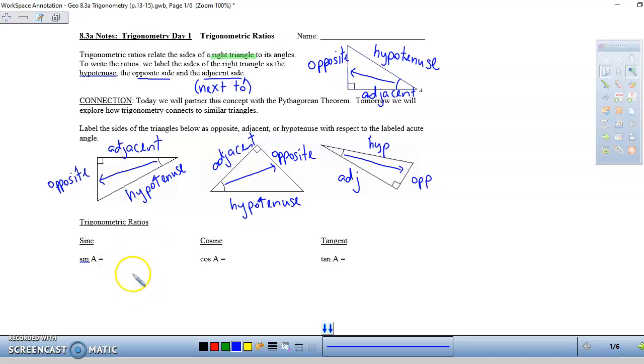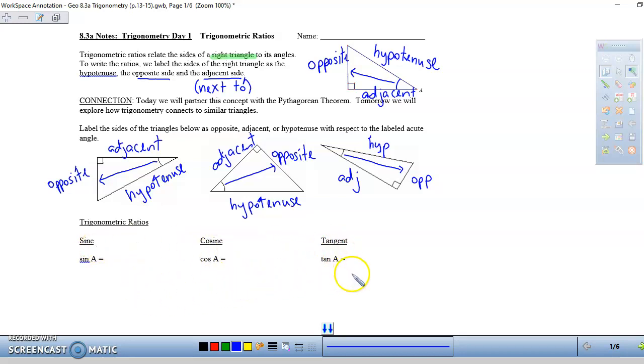Okay, trigonometric ratios. So again, these words are brand new. So you have a sine, you have a cosine, and then you have a tangent. You actually may have heard of tangent in language arts before. Going off on a tangent in a discussion just means you're off topic. But tangent in math means something else. So sine, cosine, and tangent.